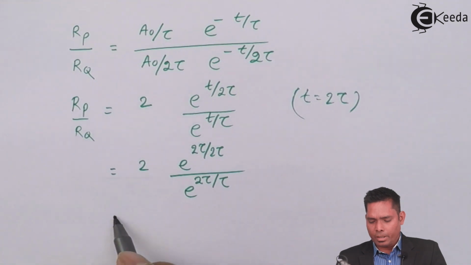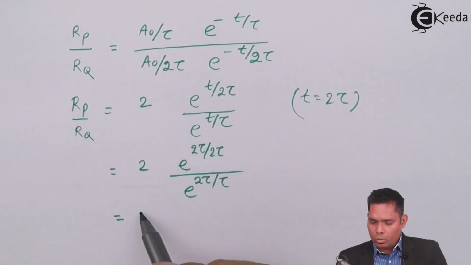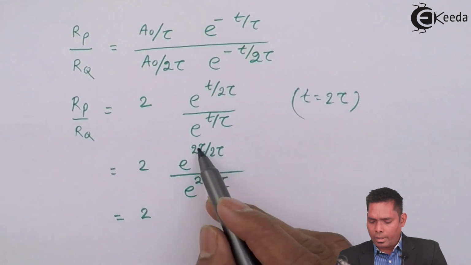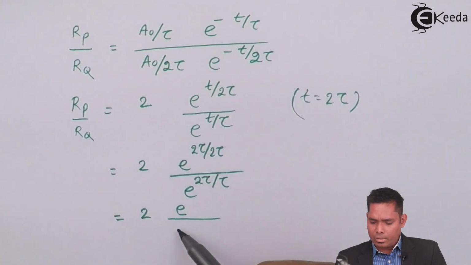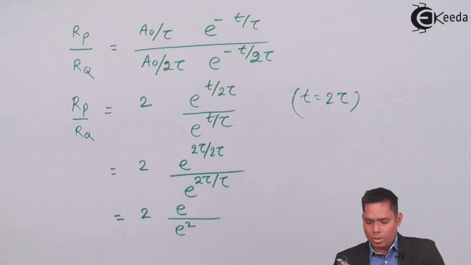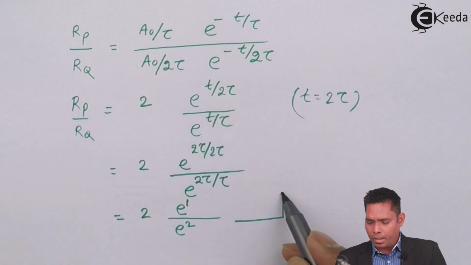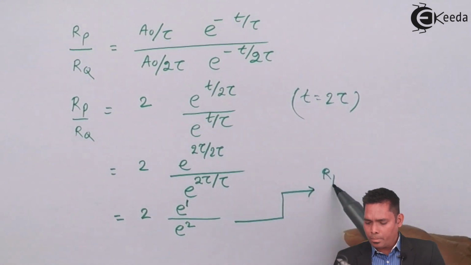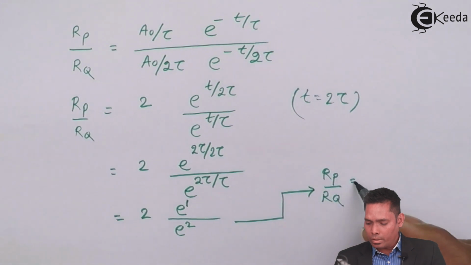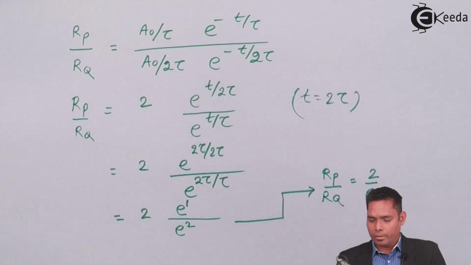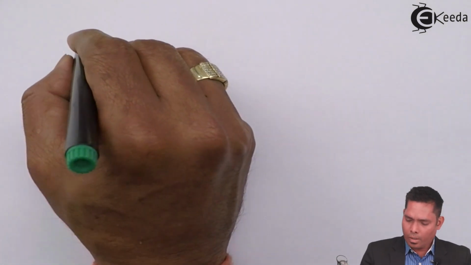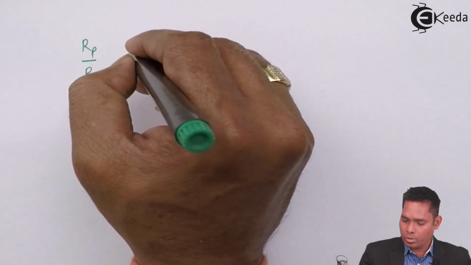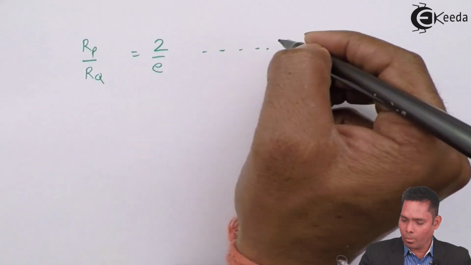So this will become 2, this will cancel out, and e raised to 1, that is e. The tau and tau will cancel, this will be e raised to 2. Here it is e raised to 1 because it will cancel, giving e by e squared. So from here I can write RP over RQ is 2 divided by e. So I got RP over RQ is 2 divided by e. This is what we obtain.